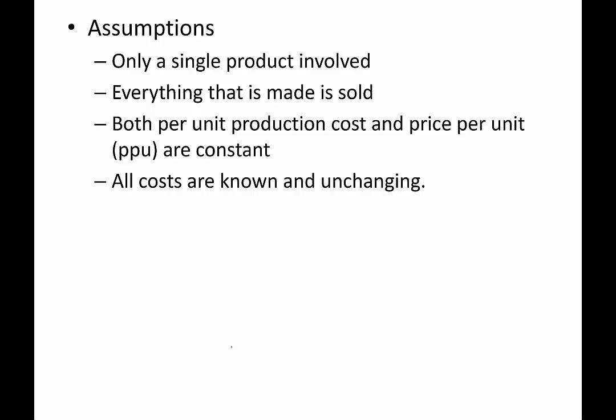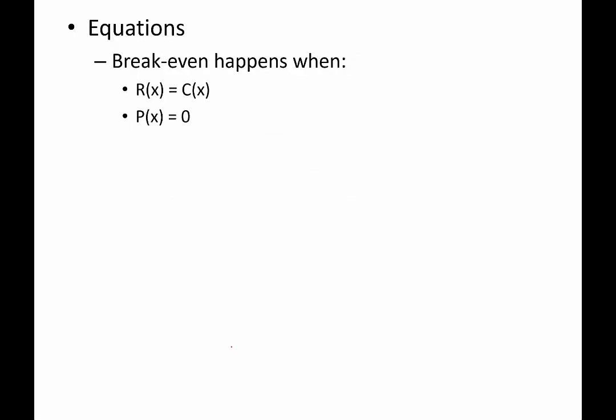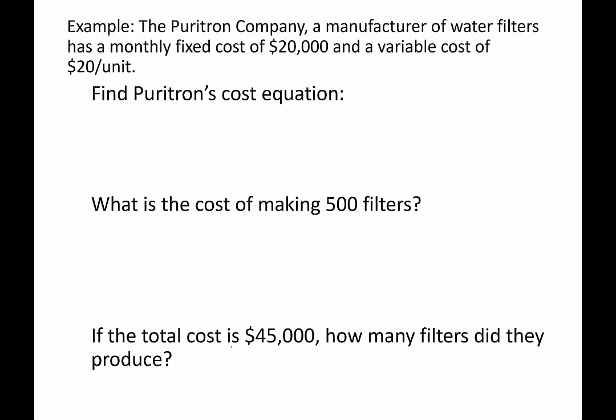Some assumptions that we have to operate on: only a single product is involved. Everything that is made is sold. Both per unit production cost and price per unit are constant, and all costs are known and unchanging. Break even happens when revenue equals cost or profit equals zero.